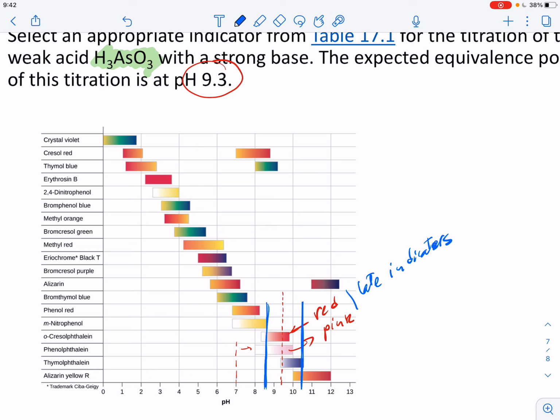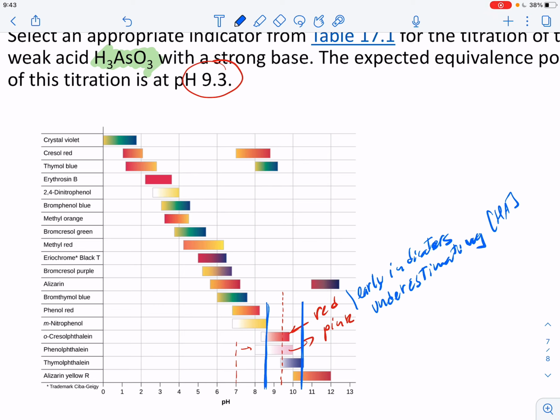What does that mean by late indicators? They are not late indicators, they are early indicators. What does that mean by early? You will be underestimating the concentration of your acid, because they will change earlier. They will change before you reach the equivalence point. Okay, so the volume of base that you will be using is less than what you are supposed to. That's why you would be underestimating the concentration of your acid.